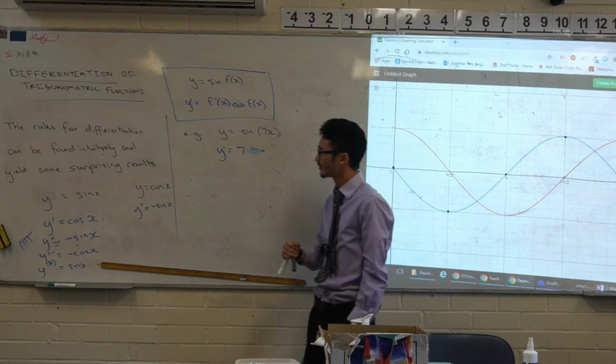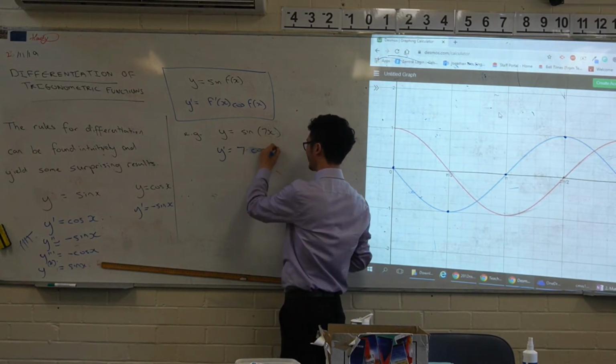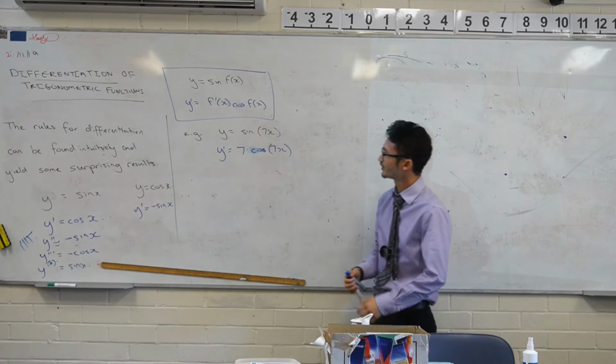So is it 7 cos 7x? That's right, 7 cos 7x. Beautiful. But let's just look at a couple more examples first here.